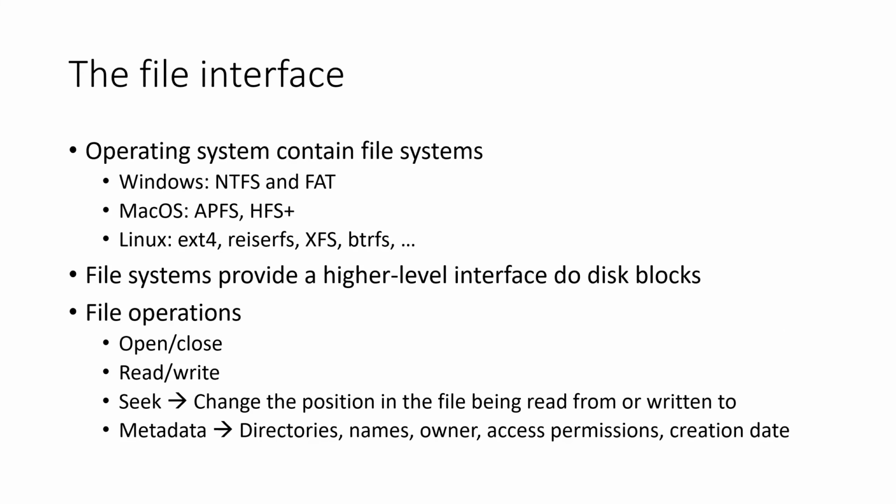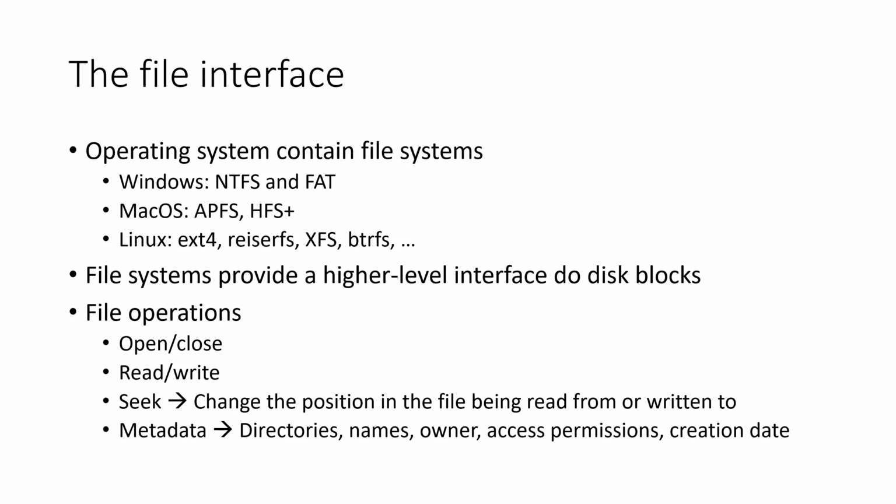Another interface that we have is the file interface. Operating systems contain a piece of software that we call a file system. File systems vary per operating system. For example, Windows has NTFS and FAT, macOS has APFS more recently but used to use HFS in the past, and Linux has many different file systems that we can choose from. File systems provide a high level interface to disk blocks.